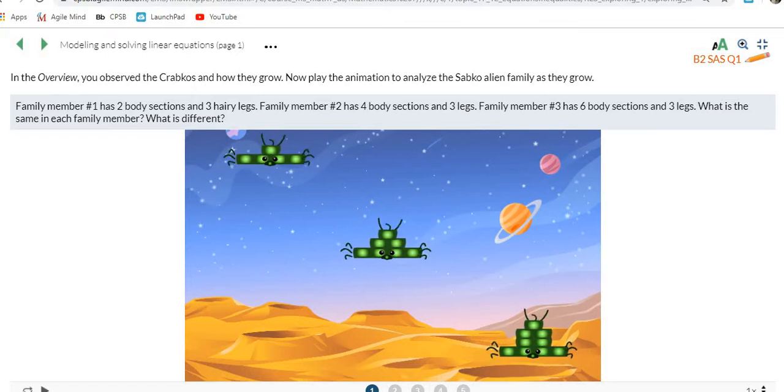We know something they all have the same. They all have what? How many hairy legs do they all have? 3. 3 hairy legs. So we know our 5th guy better have 3 hairy legs. He's just going to have a different size body section.